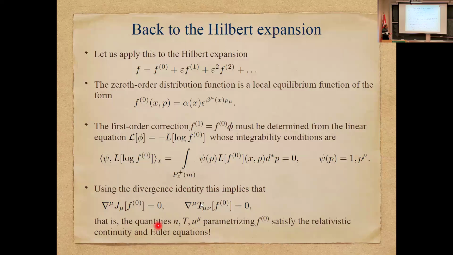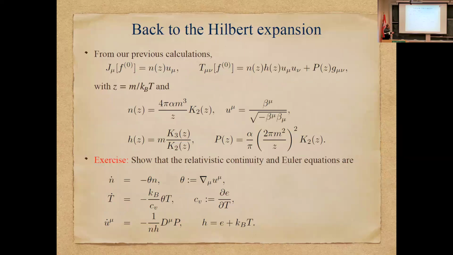In other words, the quantities N, T and U that parameterize this local distribution function have to satisfy the relativistic continuity and Euler equations. Here I wrote down again what these expressions are; these are the same expressions as before. And now, as an exercise, if you haven't done so yet, you can show that the relativistic continuity and Euler equations, the balance laws that you obtain from these expressions, are given by these three equations. So there's a continuity equation.